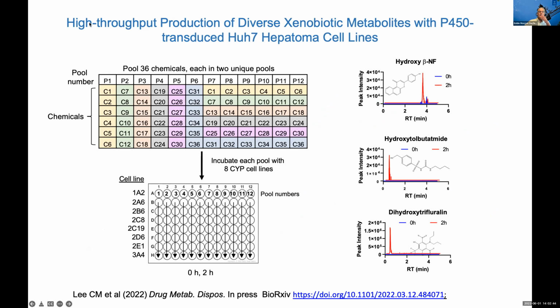And so, we want to think about using these cell lines to also generate metabolites at some degree of scale. But when you think about making metabolites from 36 chemicals from 8 different cytochrome P450 expressing cell lines with 2 different time points in duplicate, that becomes a lot of samples and a lot of mass spec time.